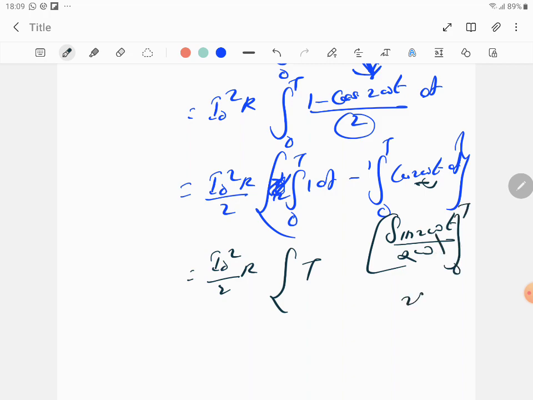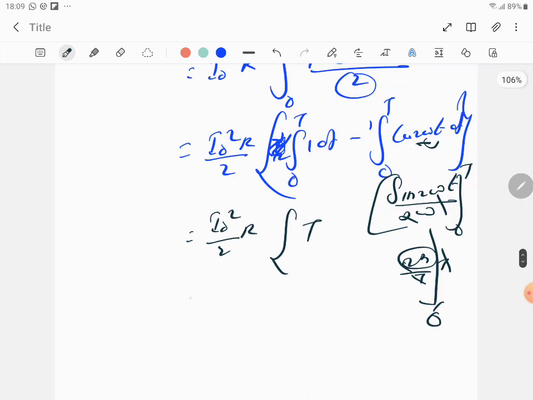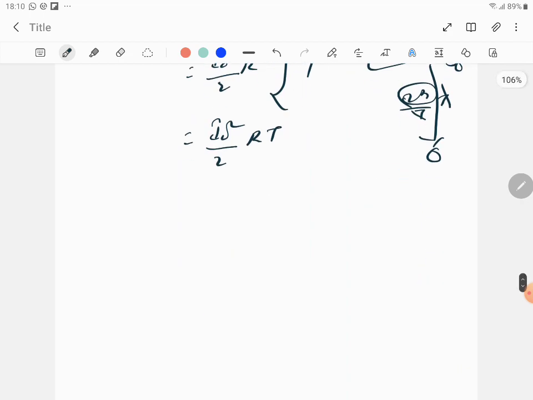Once you do that, when you integrate this from 0 to capital T, omega is 2 pi by capital T and T will get cancelled, and you'll get sine of integral multiples of pi, which is on the x-axis, in which sine is always 0. So you only have this part, which is actually I naught square by 2 into R T. By definition, you already know it's heat produced. Heat produced is I square RT, right? So it is I RMS square RT, because as per definition, it's the heat produced.